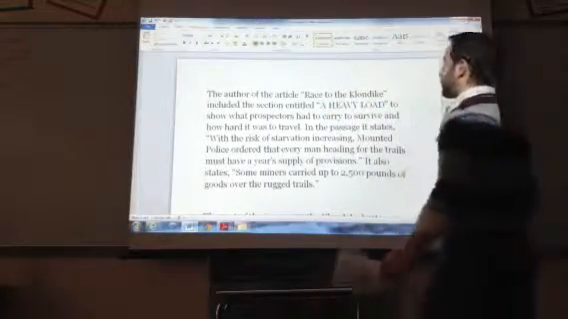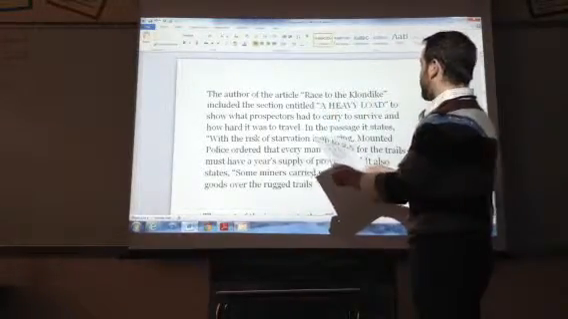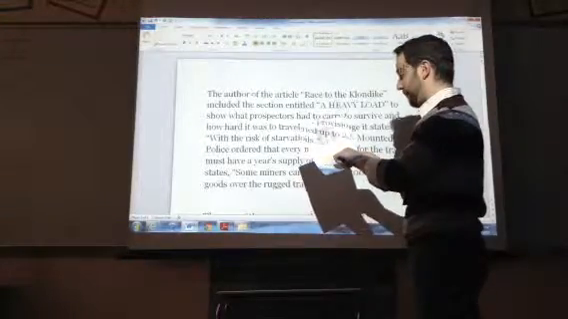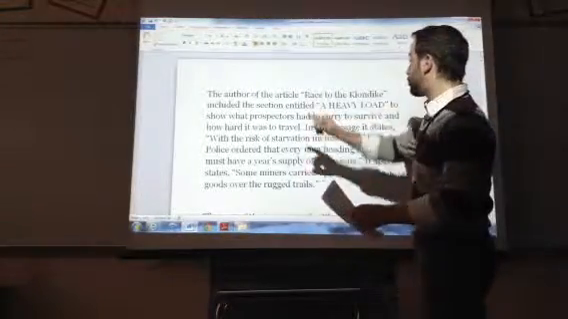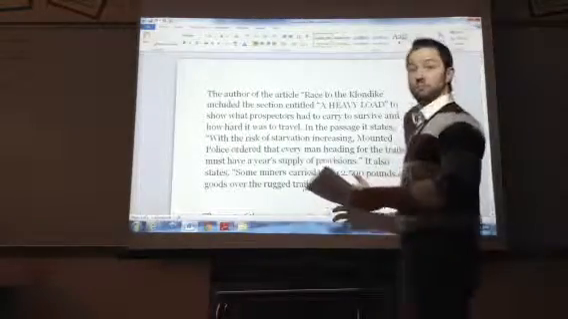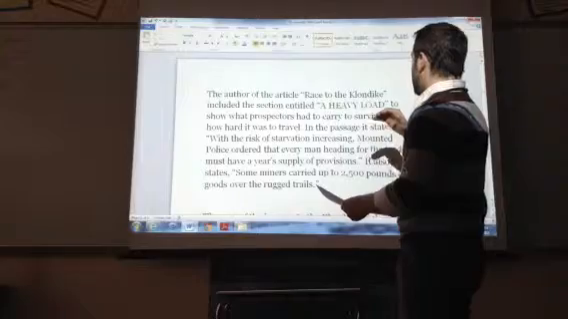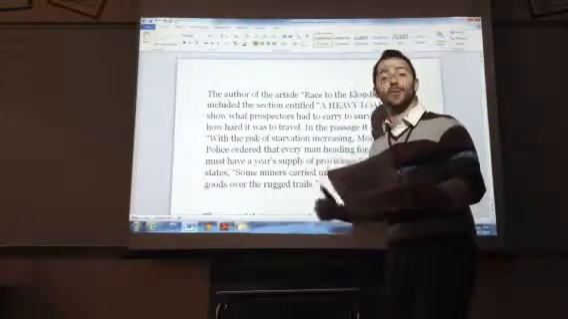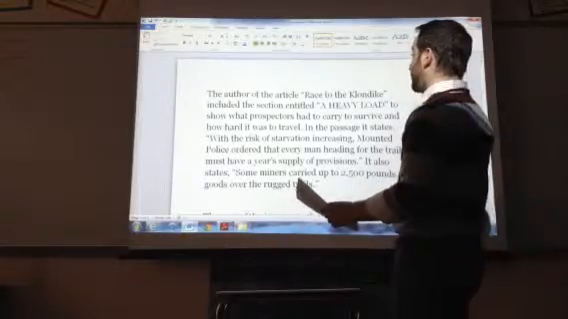The author of the article, Race to the Klondike, included the section entitled A Heavy Load. Directly from the question, right? To show what prospectors had to carry to survive and how hard it was to travel. Notice that that's a quality crafted thesis statement that does answer the question. Now we have to go about proving it.